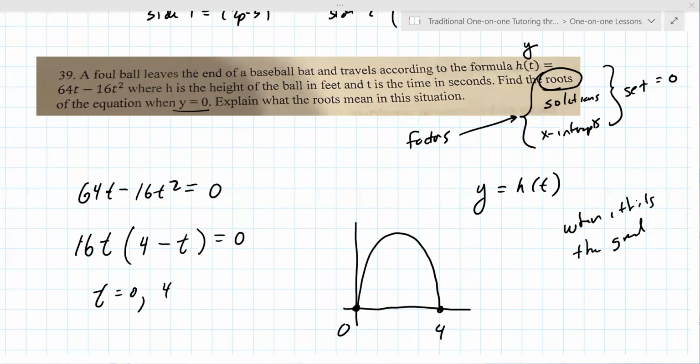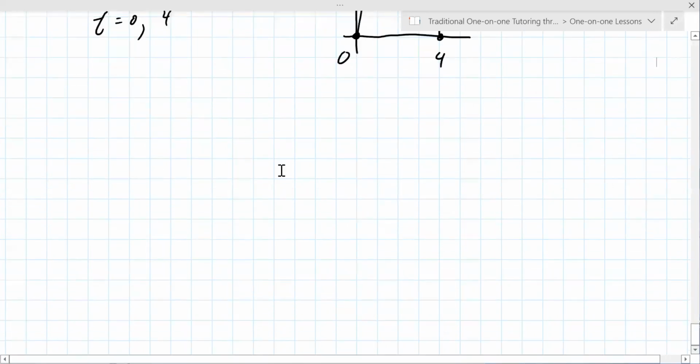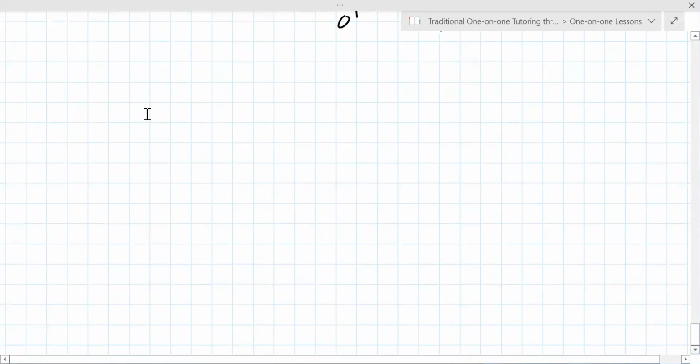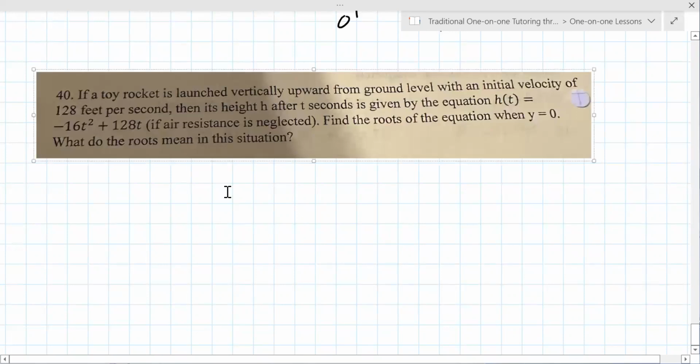So that's actually kind of what I was just talking about, so it's a really good next problem for us to look at. If a toy rocket is launched vertically upward from ground level with an initial velocity of 128 feet per second, then its height h after t seconds is given by the equation h of t equals minus 16t squared plus 128t if air resistance is neglected. Find the roots. So then set it equal to 0.